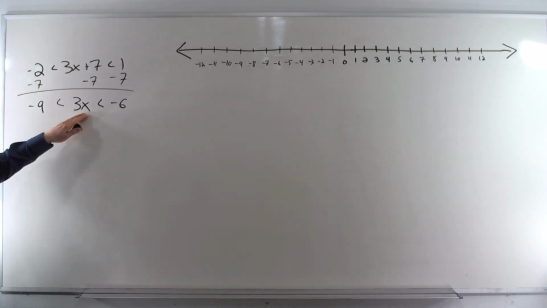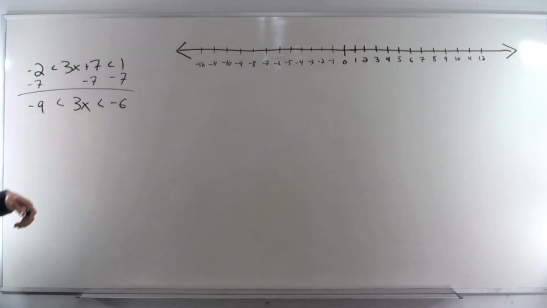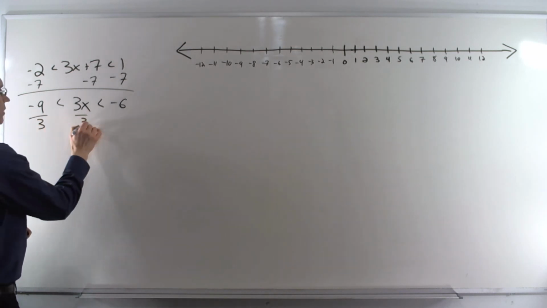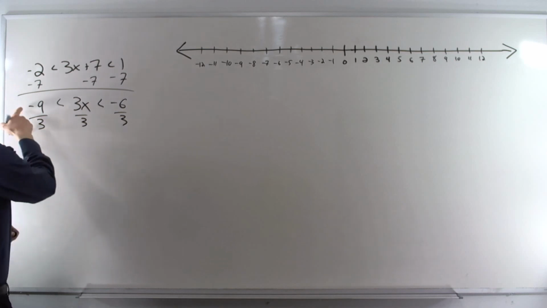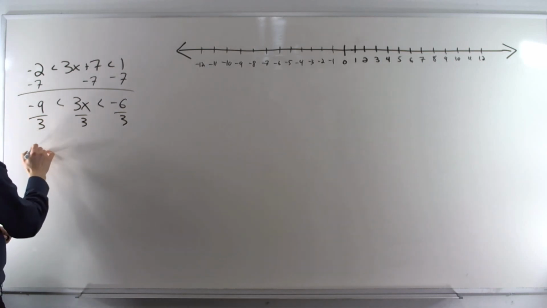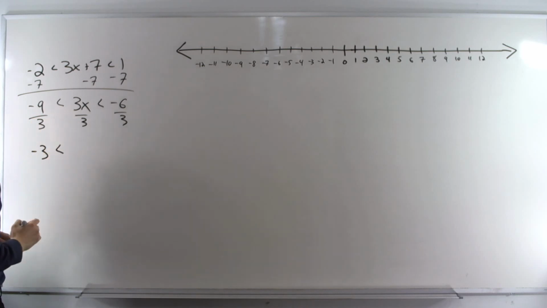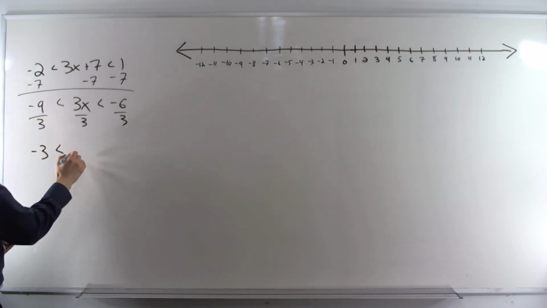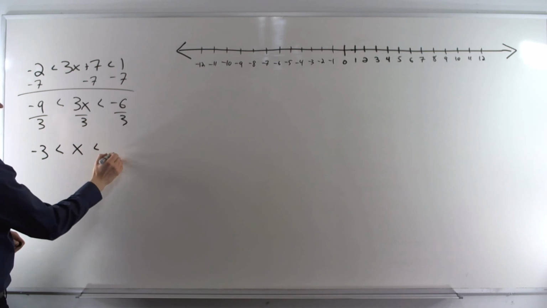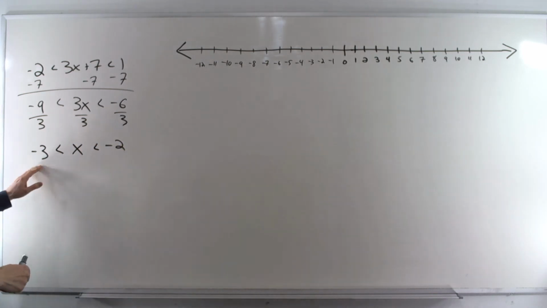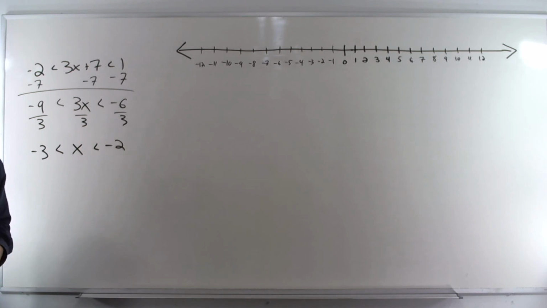All right, now we want to get the x by itself, so we need to get rid of its coefficient. So we're going to divide all 3 parts by 3. So negative 9 divided by 3 is negative 3. We're dividing by a positive number, so these keep pointing in the same direction. So our solution set is all numbers between negative 3 and negative 2.